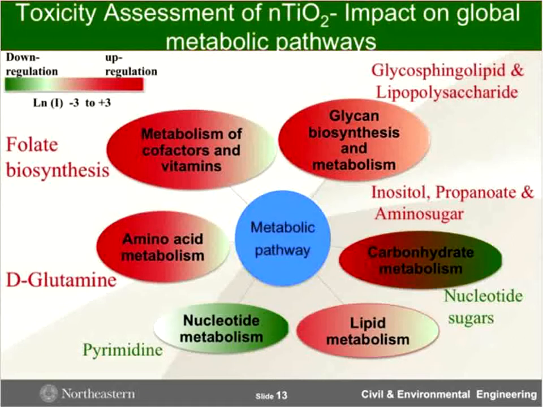And consistent with the glycan biosynthesis upregulation, we also see amino sugars, for example, acetylglucosamine. They are also part of the polymer making up peptidoglycan. So they also indicate that membrane synthesis has been upregulated.